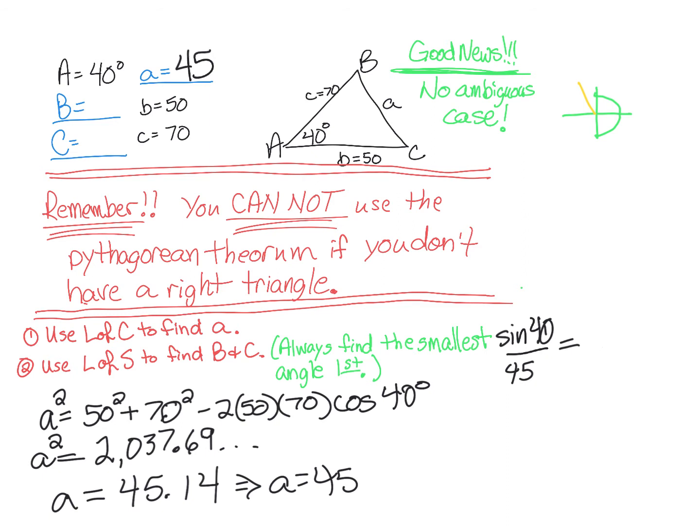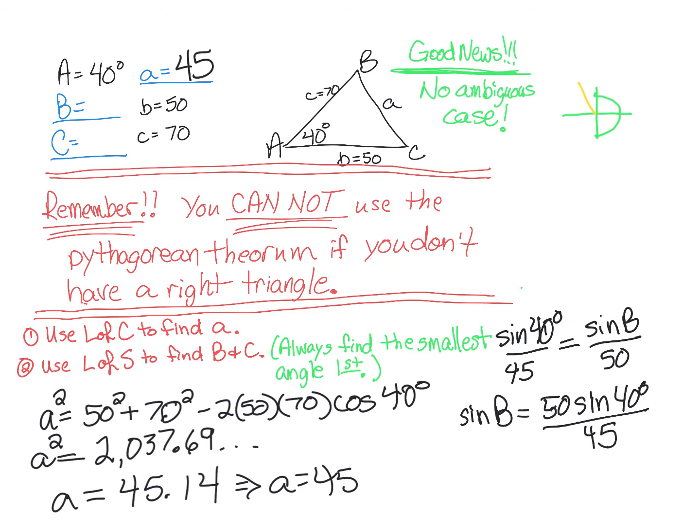So what I'm going to do is sine of B over side B. So sine B is 40 over 45, times sine 40. All right. So once you plug that in your calculator, do the inverse sine, and that will give you the angle B. So I get that B is 45.578, blah, blah, blah. I'm going to say 45.6. So that's B.